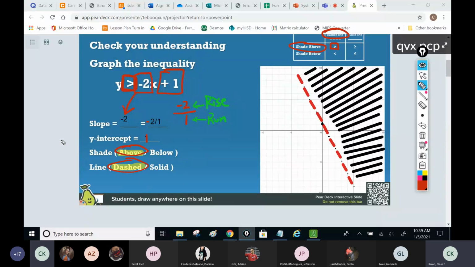Now we're going to start with the y-intercept. On the y-axis, find +1, which is right here. Then I'm going to drop down 2 units, go across 1 unit, drop down 2 units, go across 1 unit, drop down 2 units, go across 1 unit. After that, connect all the dots with a dash line, and then shade above the line.